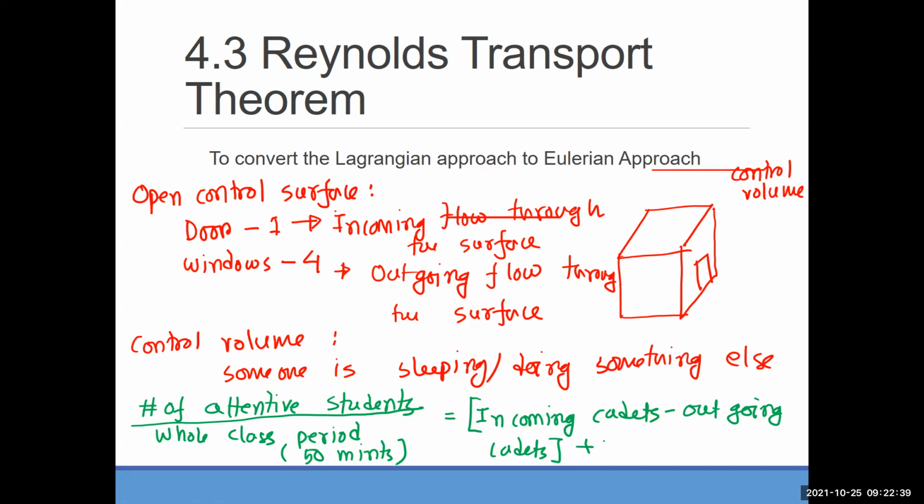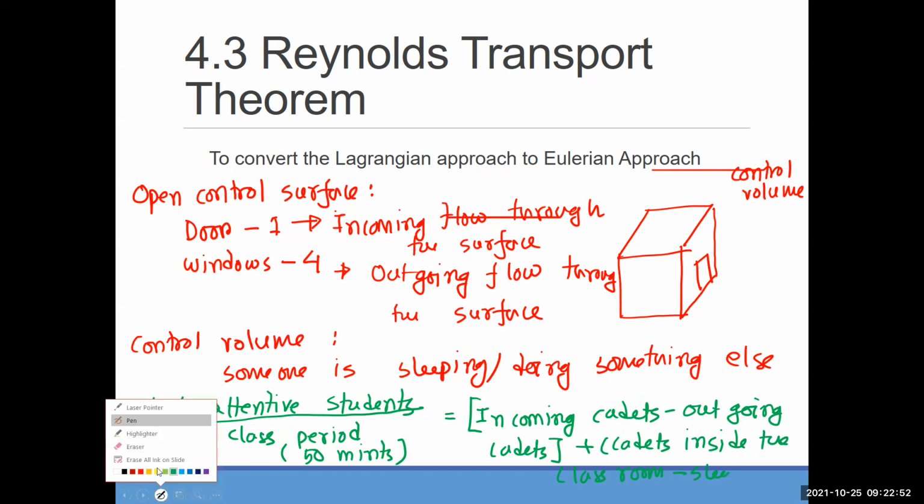So something, cadets inside the classroom who are sleeping or something. You can see the line here. Okay. I will just write down who is not attentive.